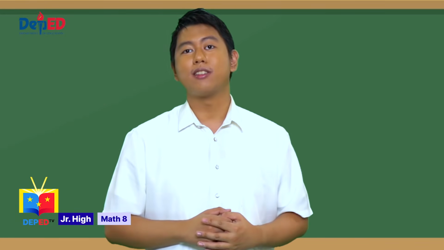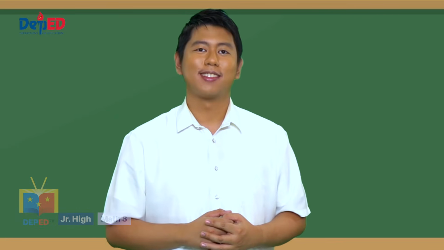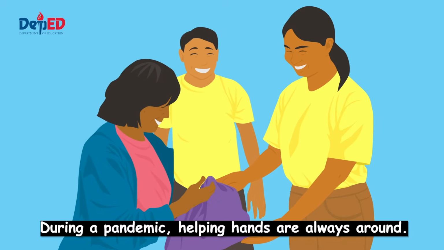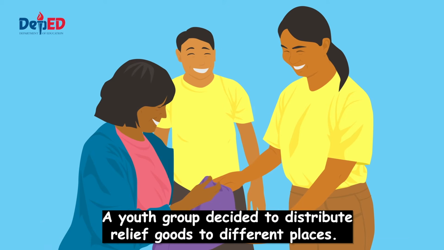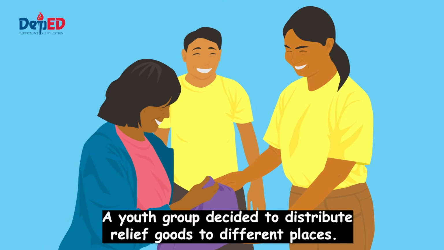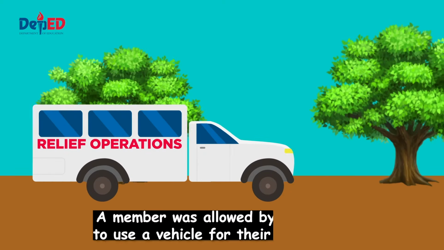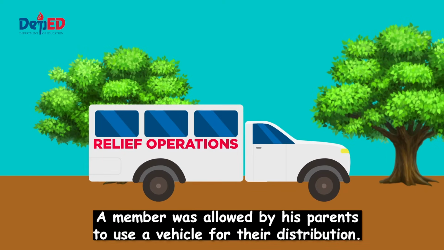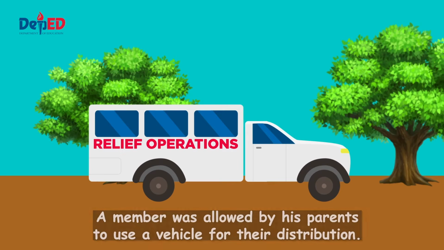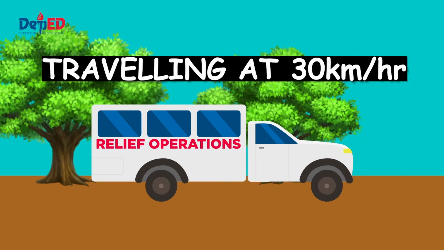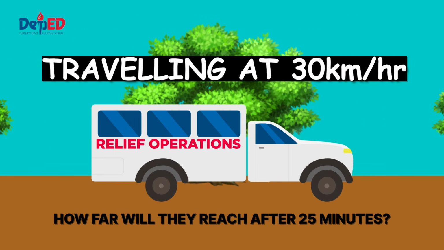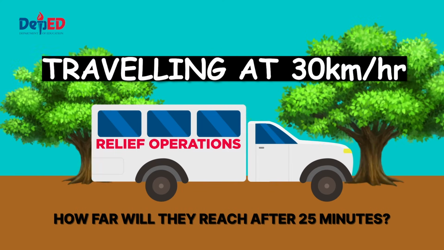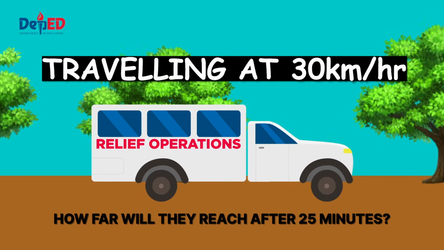Let us apply your knowledge in multiplying rational expressions in a simple word problem. During a pandemic, helping hands are always around. A youth group decided to distribute relief goods to different places. A member was allowed by his parents to use a vehicle for their distribution. If they travel at a speed of 30 kilometers per hour, how far will the youth group reach after 25 minutes? What is asked in the problem?